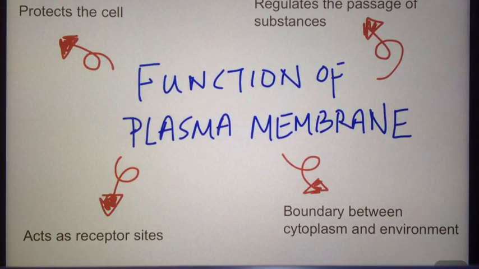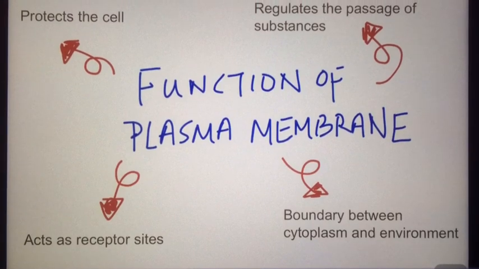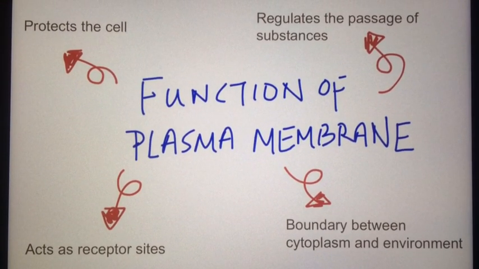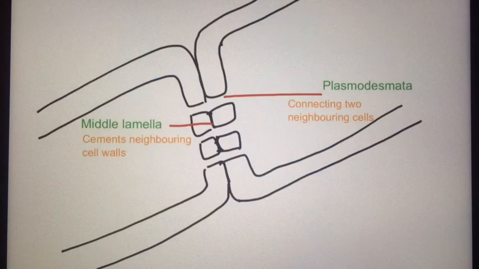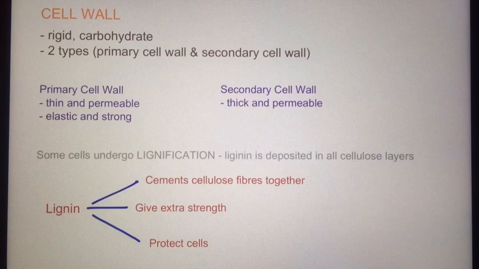Well, now we are going to the function of plasma membrane. The first function is that it regulates the passage of substances in and out of the cells, and it acts as a boundary between the cytoplasm and the extracellular environment. It also acts as a receptor site in recognizing some external stimuli such as hormones and antigens, and last but not least, it protects the cell from external damage. Now we'll go to the cell wall.